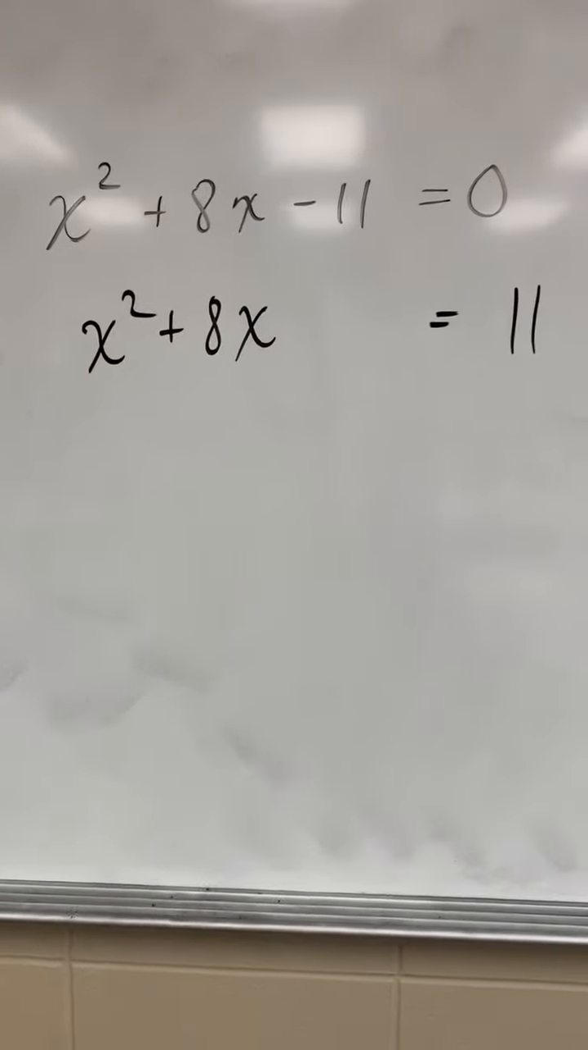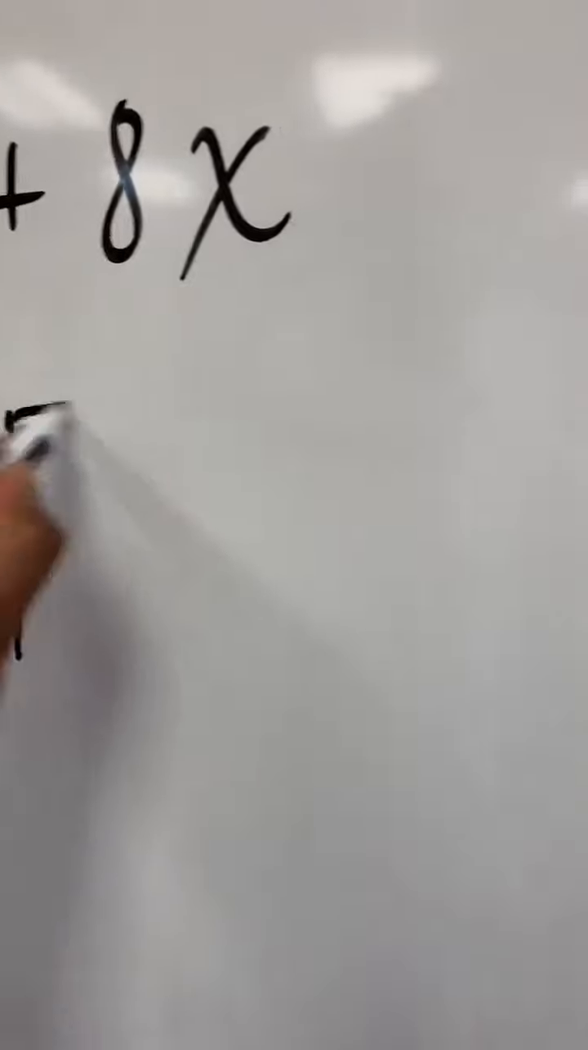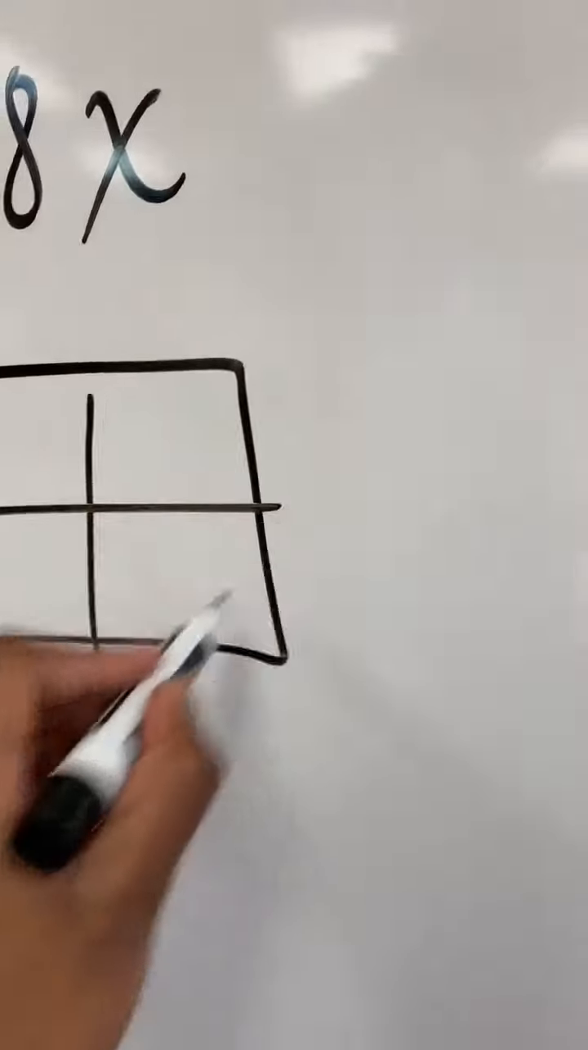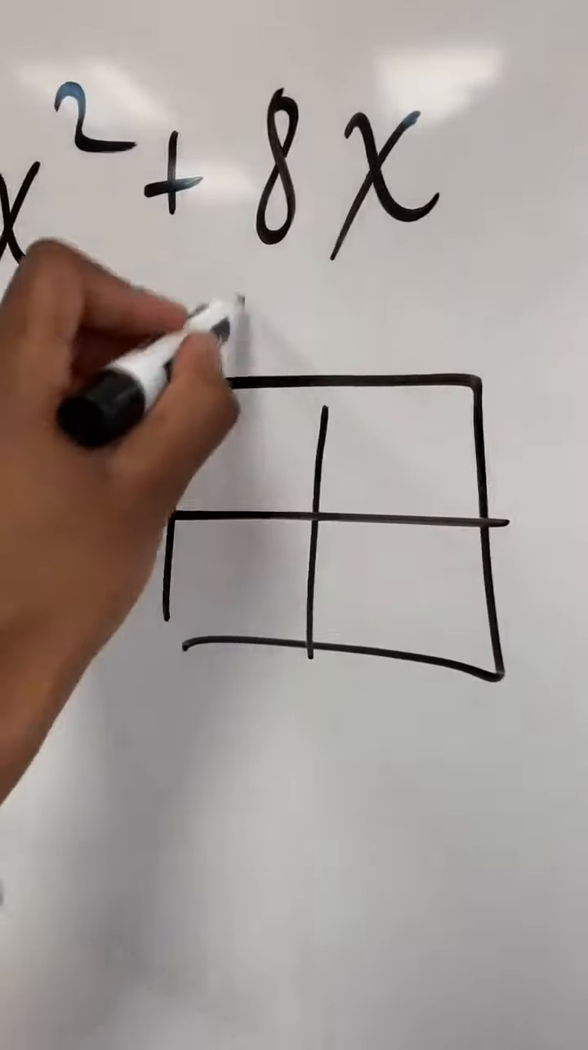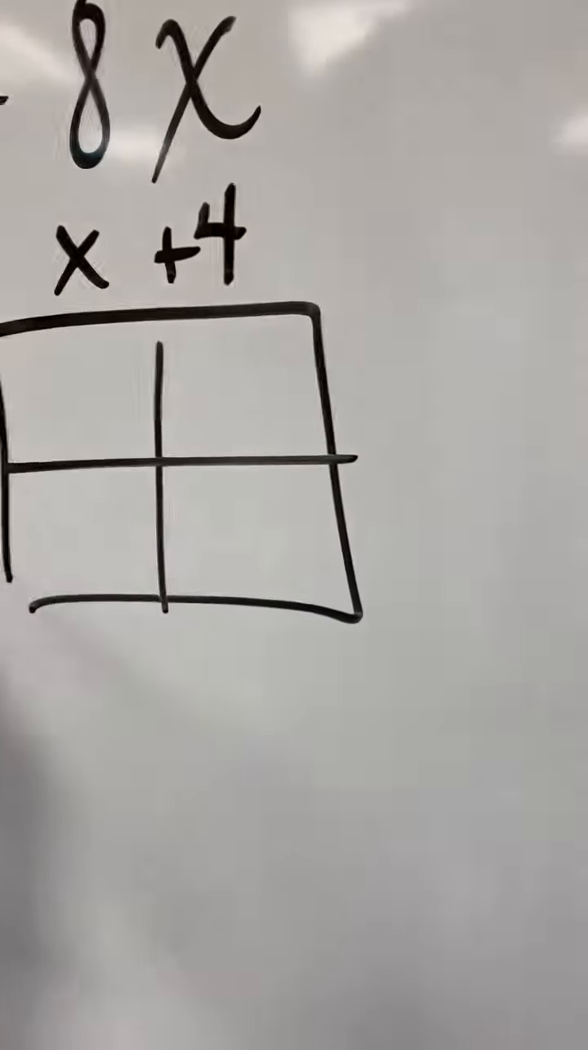Now, here, this is where I'm going to use my diagram. The diagram is going to look like a square. And I know that I'm going to have x and x. Then I'm going to have a 4 and a 4. And I need both of those to be positive.